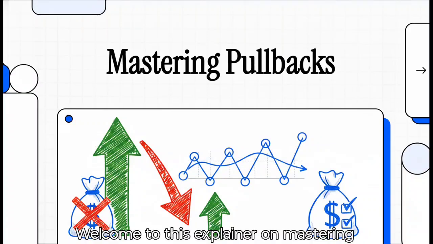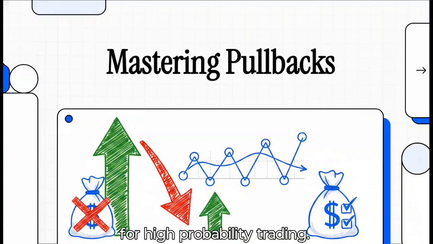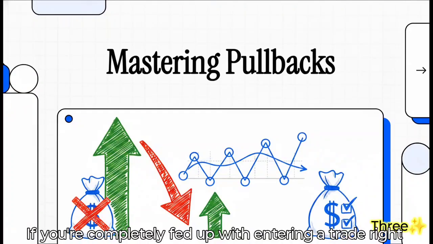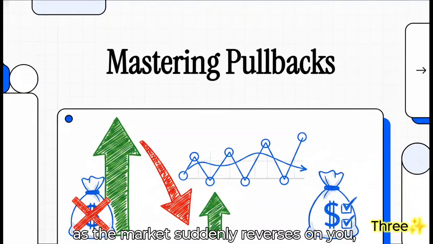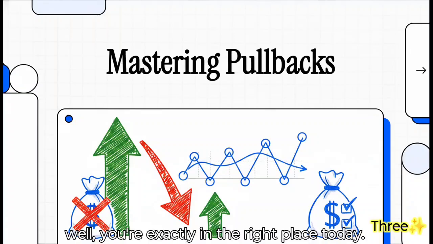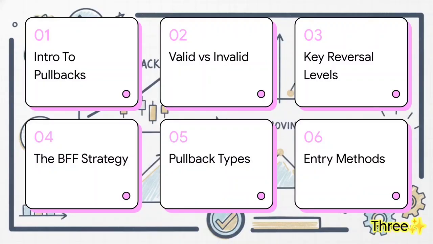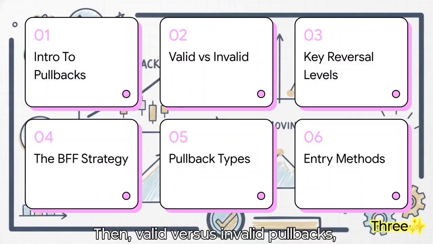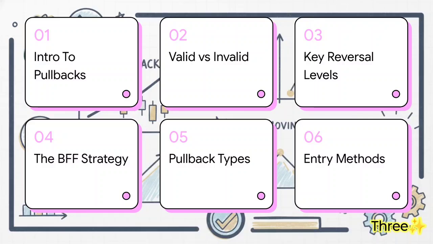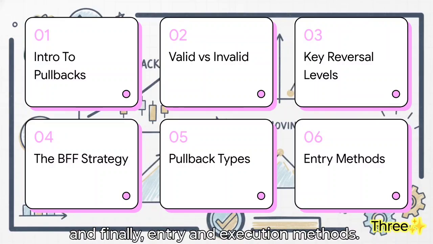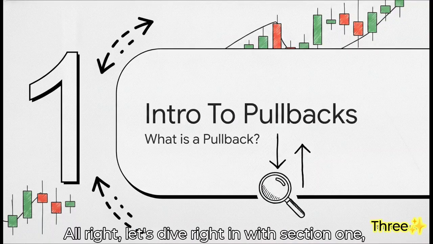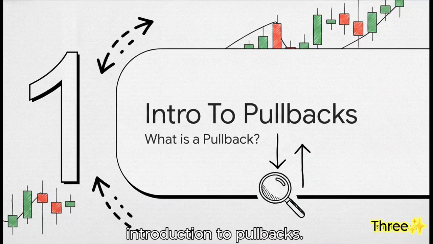Welcome to this explainer on mastering pullback strategies for high probability trading. If you're completely fed up with entering a trade right as the market suddenly reverses on you, well, you're exactly in the right place today. Here is our roadmap for this explainer. First, an introduction to pullbacks. Then, valid versus invalid pullbacks, key market reversal levels, the BFF strategy framework, pullback probability types, and finally, entry and execution methods. All right, let's dive right in with Section 1, Introduction to Pullbacks.